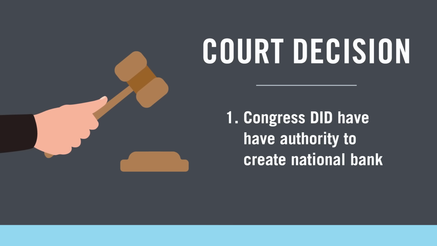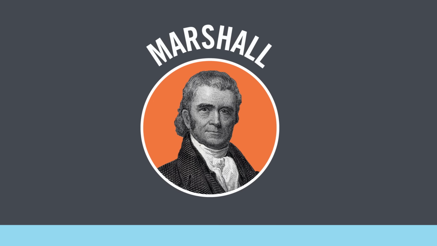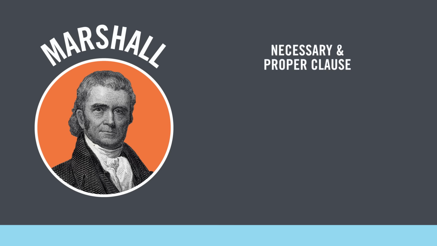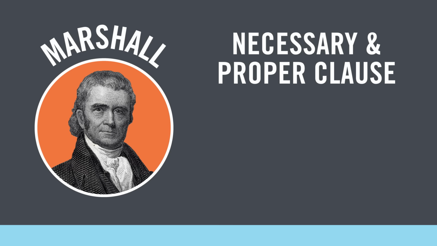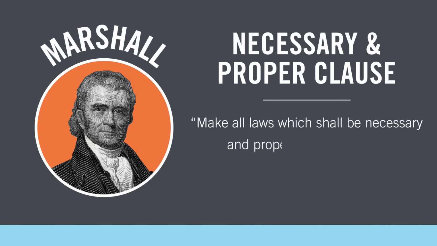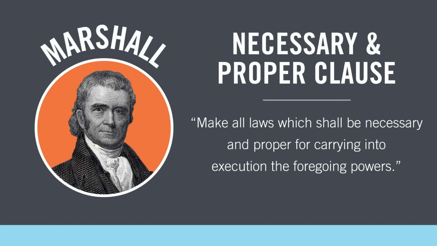Chief Justice John Marshall, in writing the opinion for the court, highlighted that under the Necessary and Proper Clause, Congress has the right to make all laws which shall be necessary and proper for carrying into execution the foregoing powers. In other words, at the time, the court felt it was constitutional because the powers of the bank were related to several powers in Article 1, Section 8 of the Constitution.